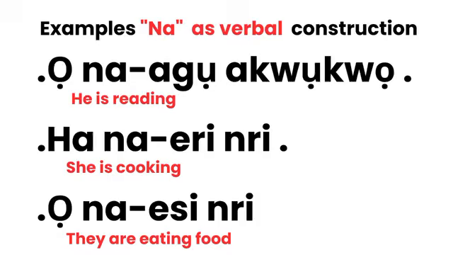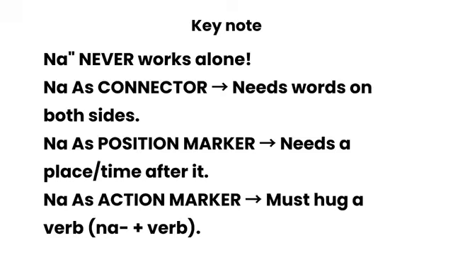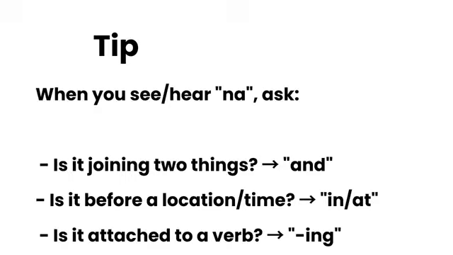That's it for the work of na in Igbo sentence making. So let's take some keynotes. Na never works alone. Na connects two words in Igbo sentence. Na places people or things to a place, location, or time. And na hugs a verb to make a sentence present continuous. Tips: when you see na or you hear na, it either is joining two words as and, or is placing people to a location or time as in, at, or on, or is attached to a verb as ing.